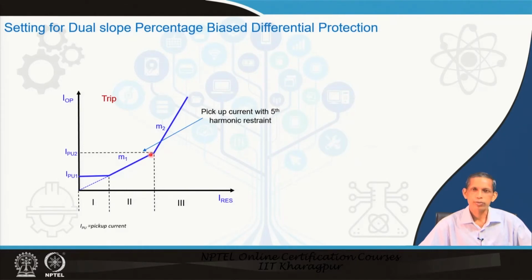So, this will be addressed in the subsequent lectures to clarify that perspective: what the fifth harmonic restraint is, and how that is set in a numerical relay. Then the high slope region begins after M2, and this is how the corresponding percentage bias characteristic is set for a relay in a numerical relaying platform.